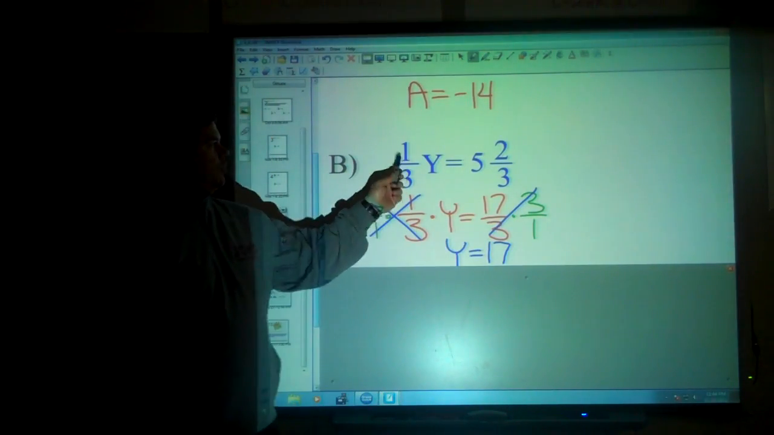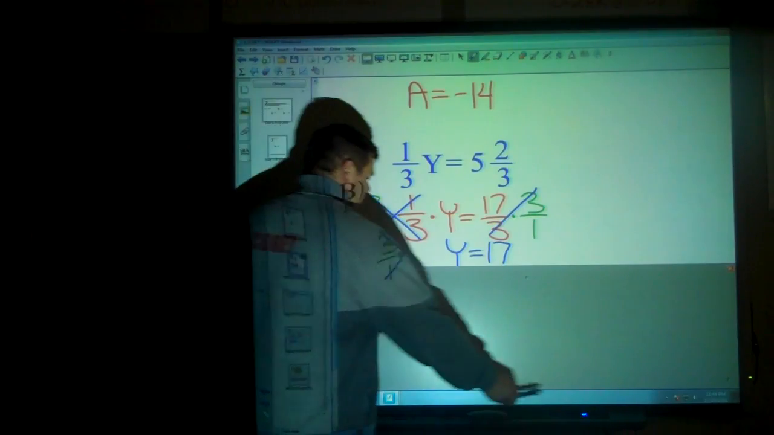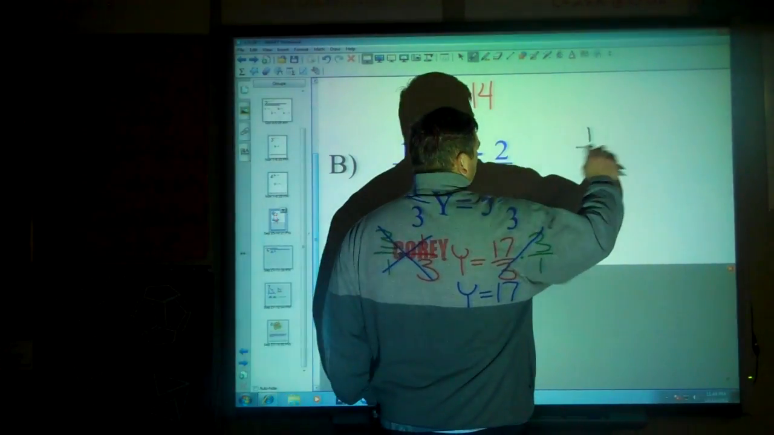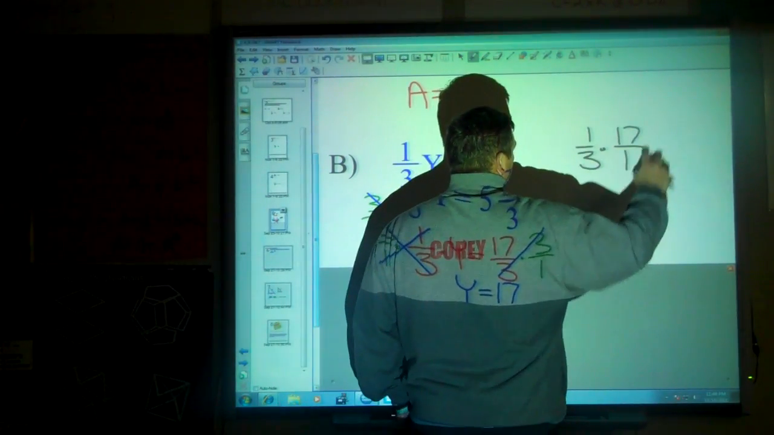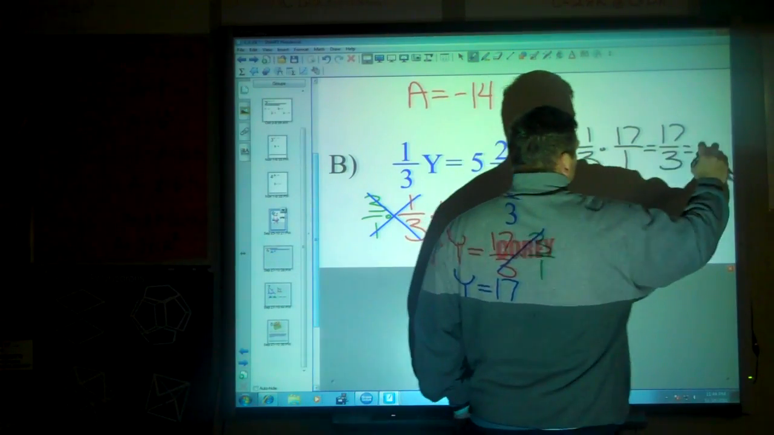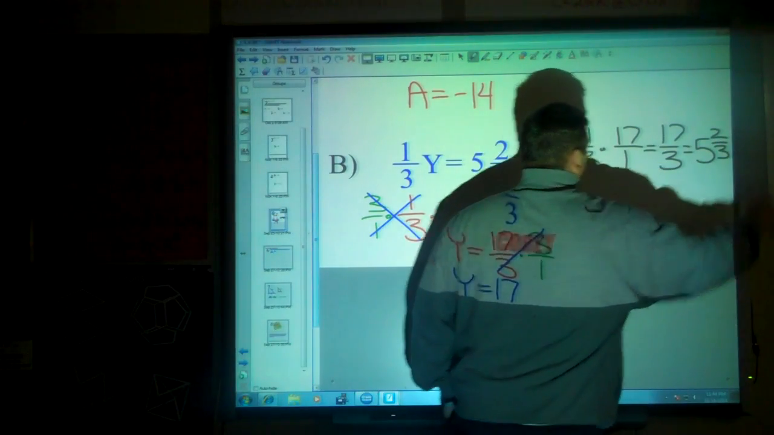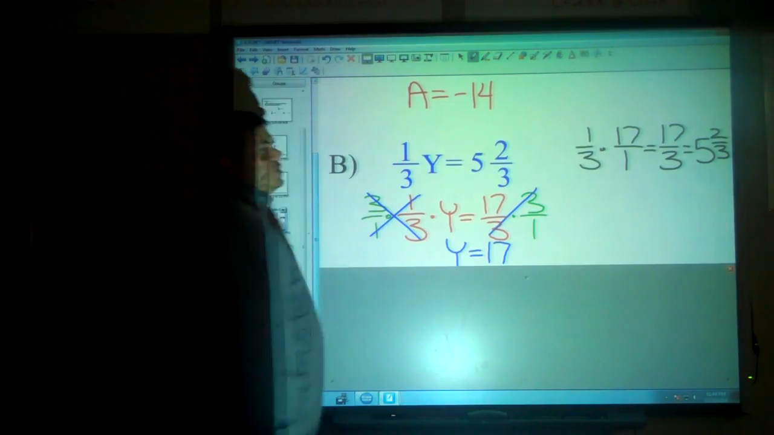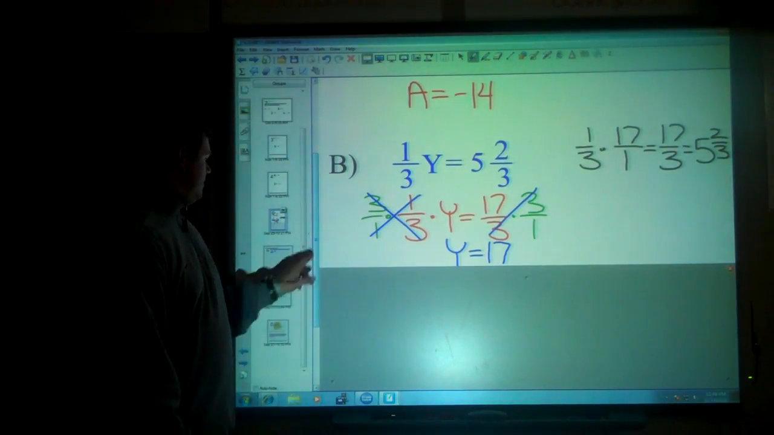So you could test that out, if you wanted to, by putting 1/3 times 17 over 1. That's going to be 17 over 3. 3 goes into 17 5 times with 2 left over, 5 2/3. It works when you plug it back in.